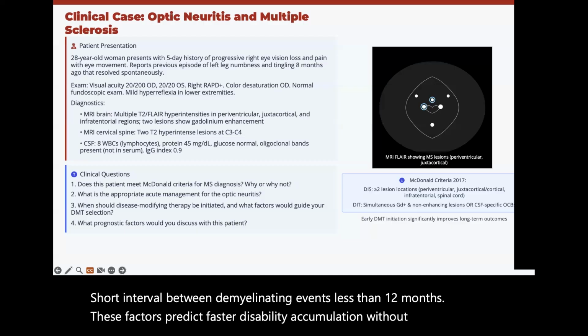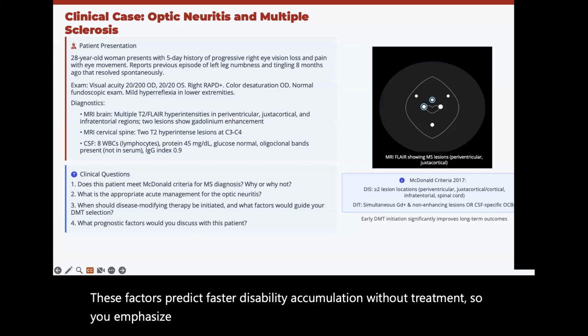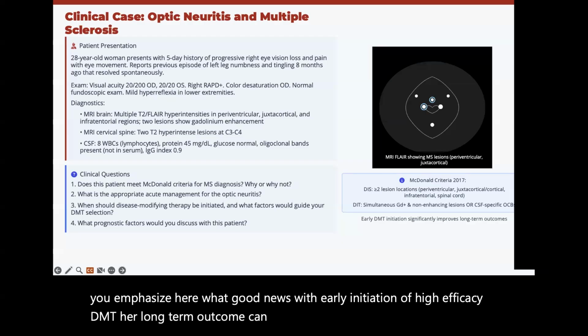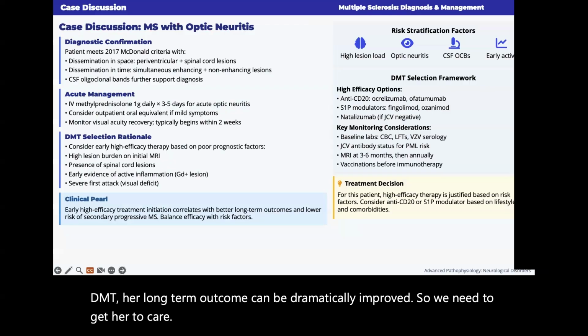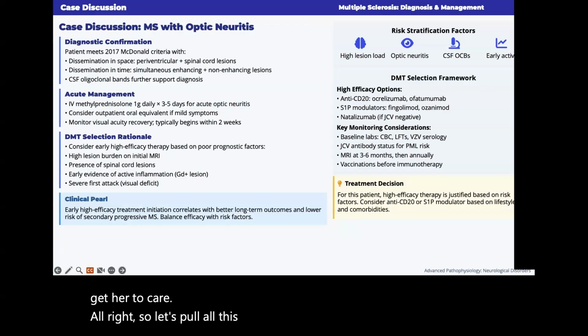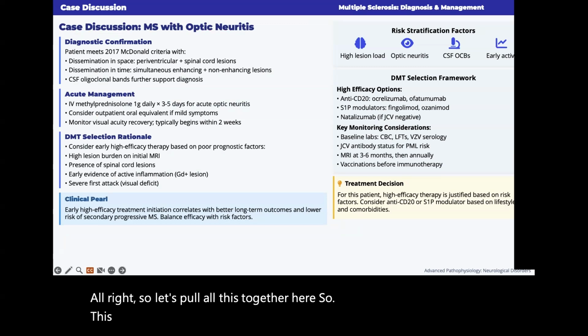So you emphasize here what? Good news, with early initiation of high efficacy DMT, her long-term outcome can be dramatically improved. So we need to get her to care. All right, so let's pull all this together here. So this is your end-to-end reasoning, how to diagnose MS, treat the relapse, and choose the DMT.